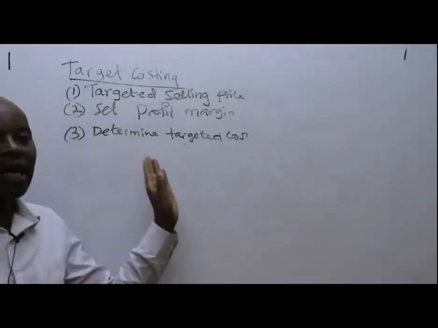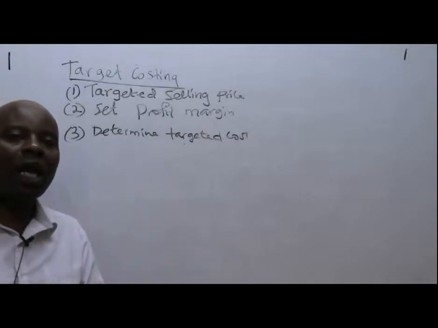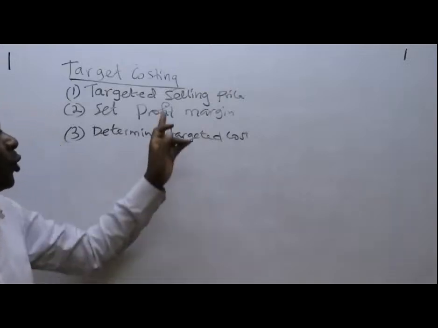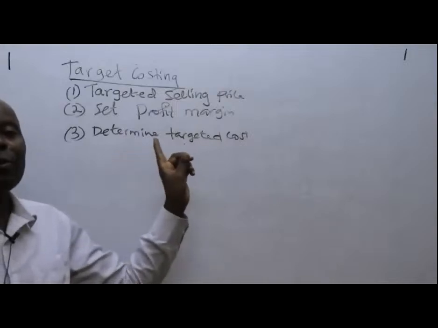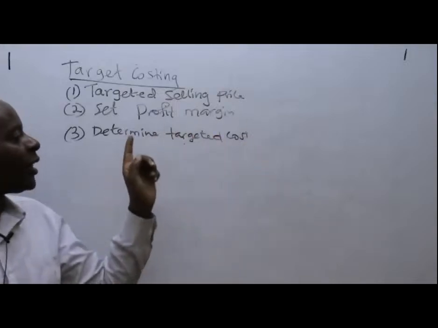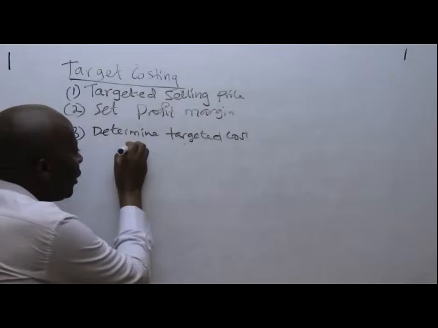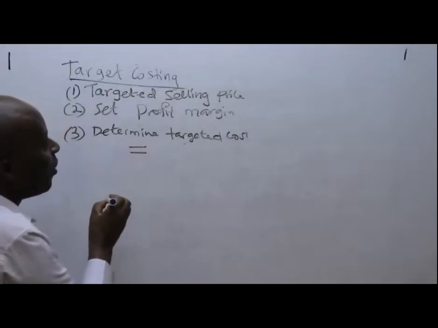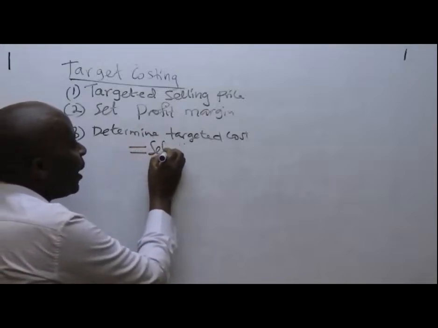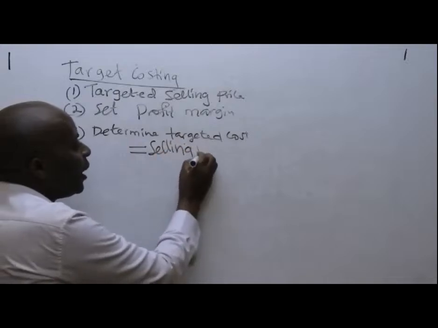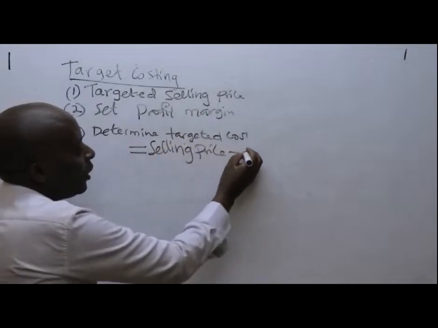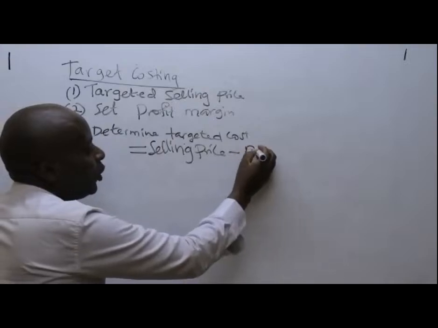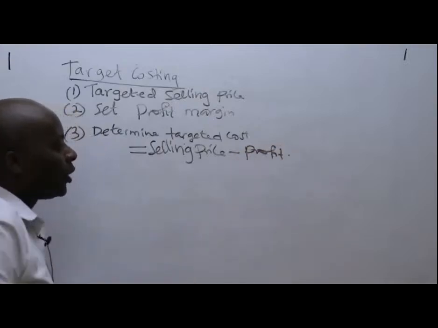To get the targeted cost, ladies and gentlemen, what you're supposed to do is to take the selling price and subtract the profit. We are saying that for us to get the targeted cost, take the selling price you have up there, and you subtract the profit margin.